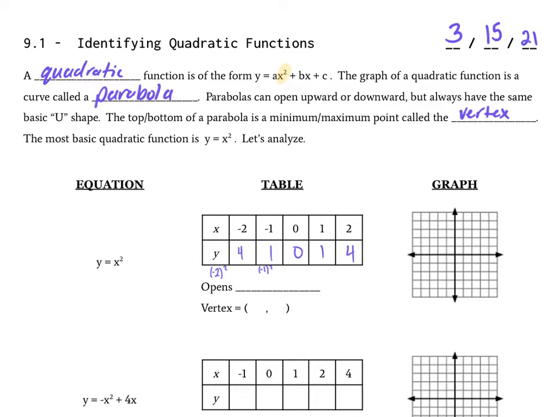So I'm going to go ahead and graph all of these ordered pairs. Negative 2, comma 4. Negative 1, comma 1. 0, 0. 1, 1. And 2, 4. And we can connect them with a smooth line. And you can see our U-shaped graph. This one opens up because the arrows are pointing up, and our vertex is at the origin, so 0, 0.